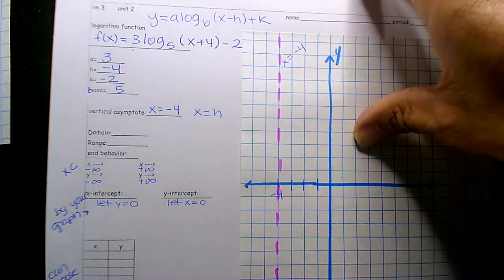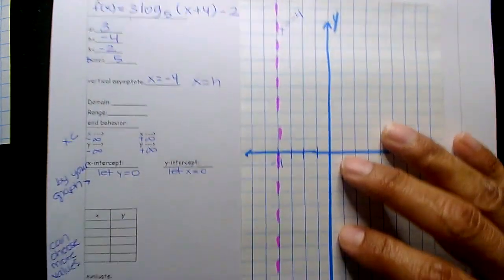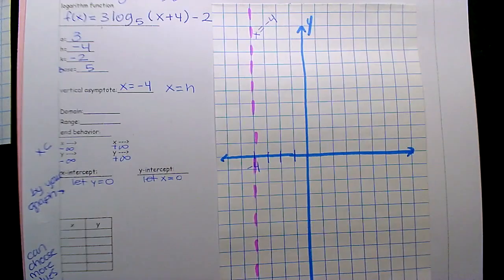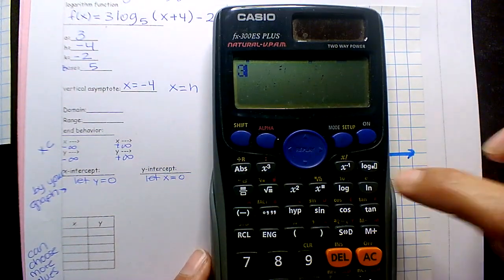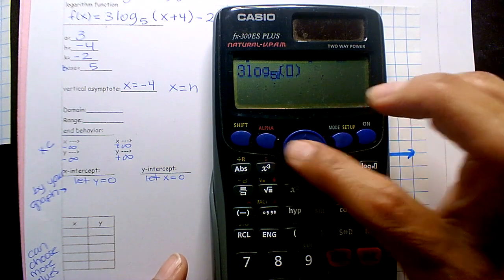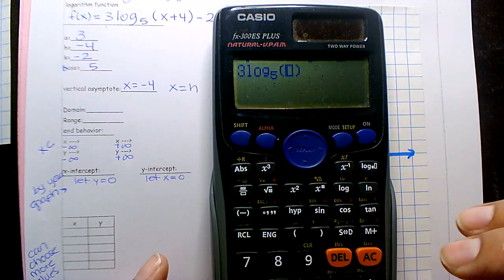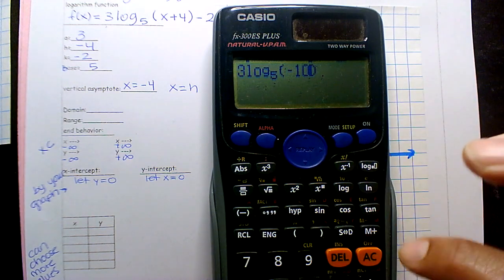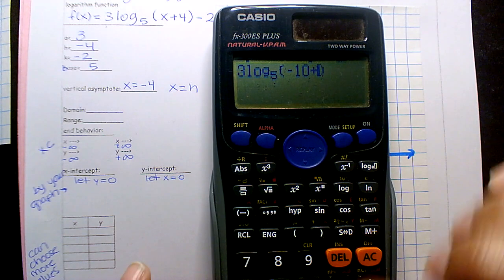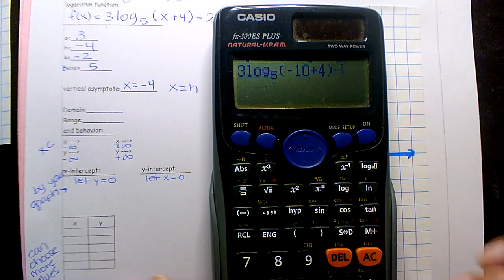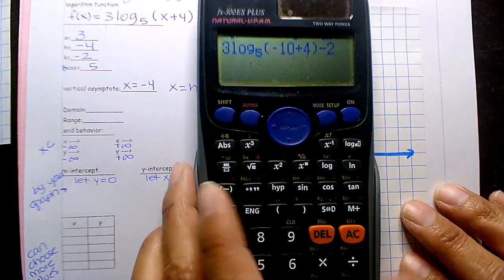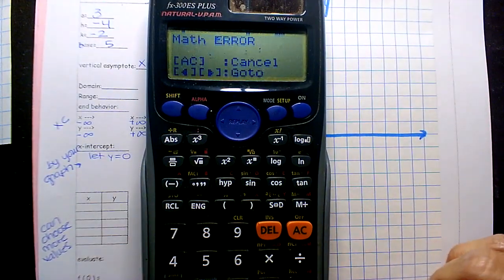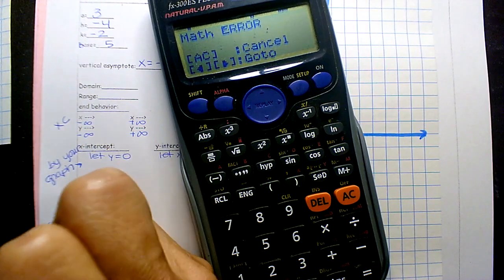All right, so now let's go to the table to graph it. We type in the function, 3 log base 5. And now let's just throw in numbers. Let's plug in -10. Oh wait, you guys can't see perfectly. Okay, if I throw in -10, I get an error.